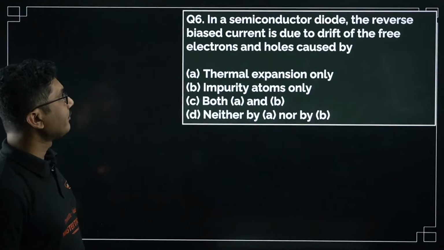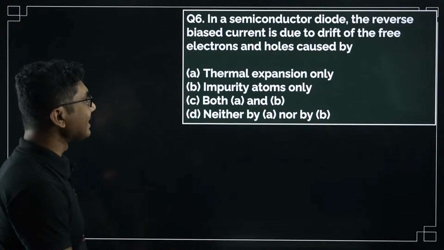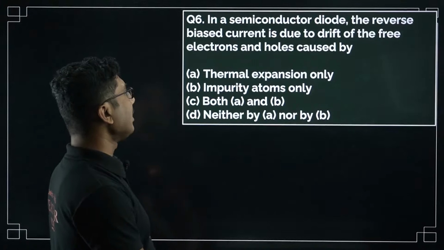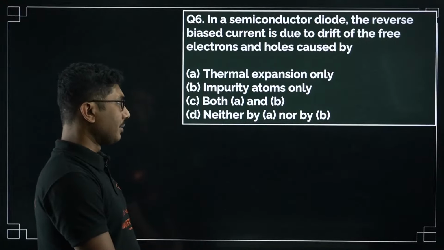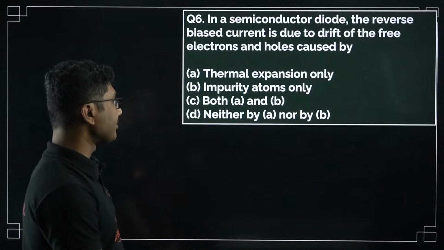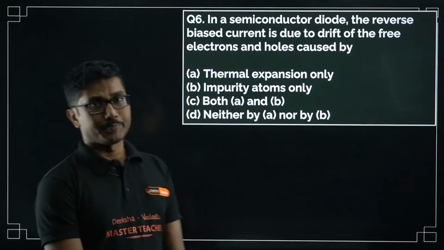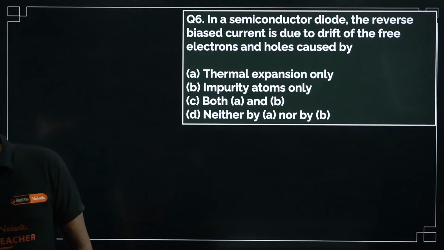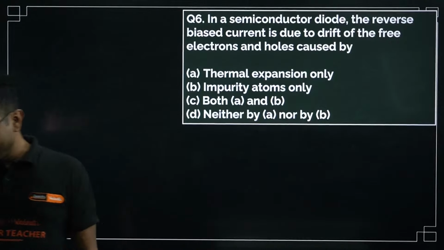This is the graph. In a semiconductor diode, the reverse biased current is due to the drift of the free electrons and holes caused by: thermal expansion only, impurity atoms only, both A and B, neither A nor B. Very interesting question. Manvi, sorry, because of equals 2, I divided both of them. Yes, Manvi, I told you, you made a mistake.